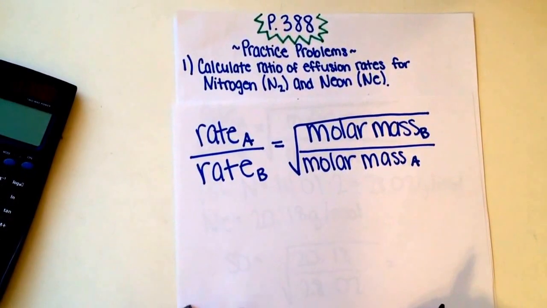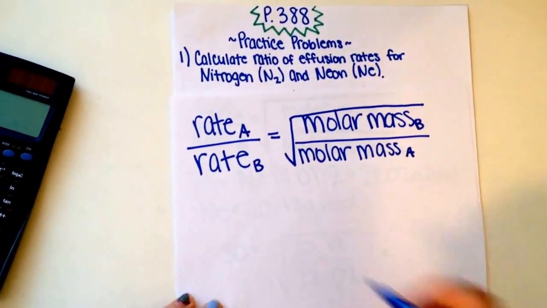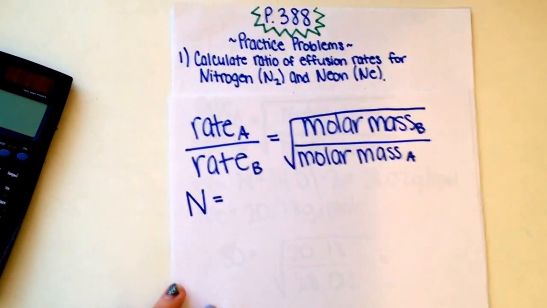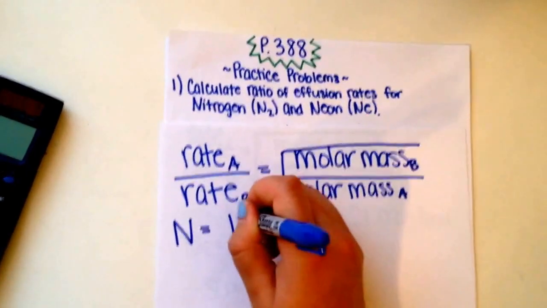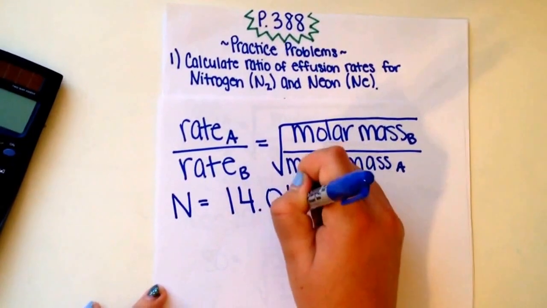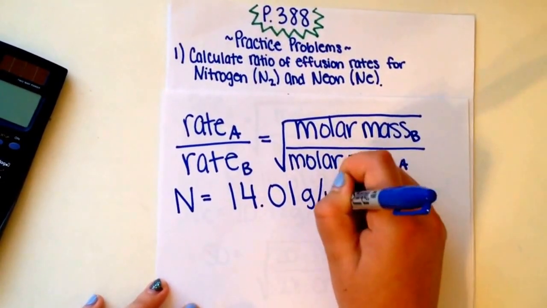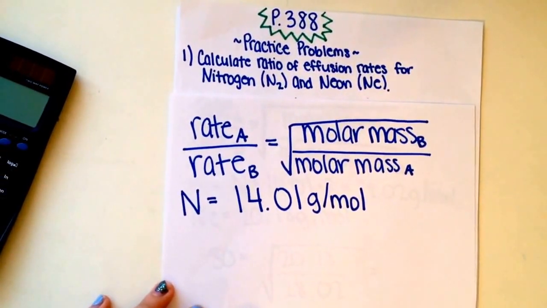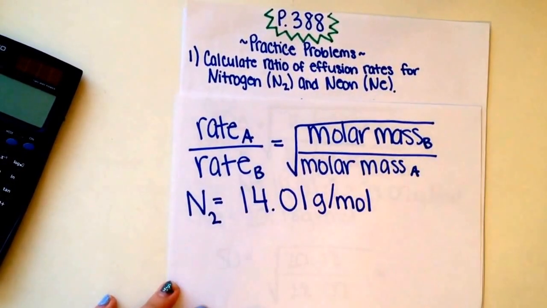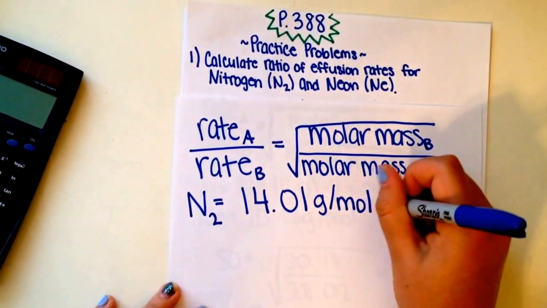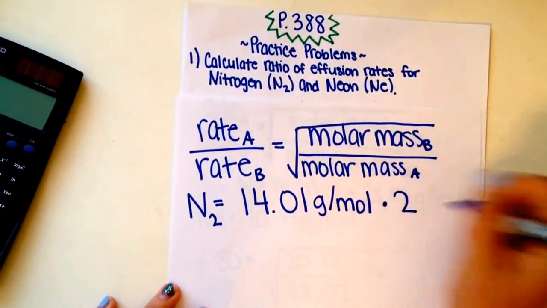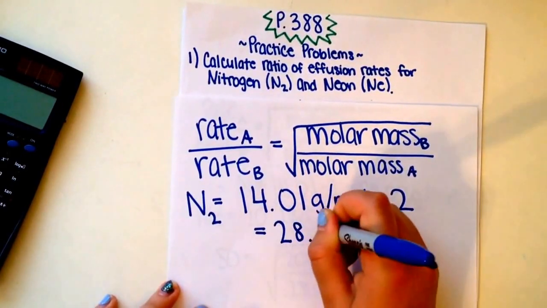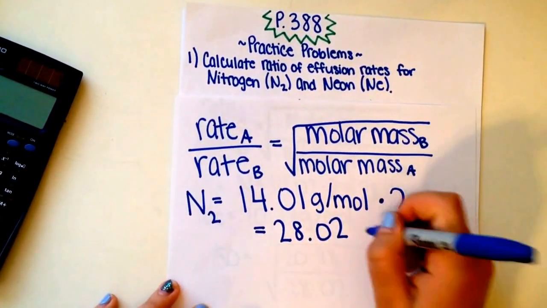The first thing we need to do is find nitrogen's molar mass. If we were to look that up, we would find that it's 14.01 grams per mole. We also know that nitrogen is a diatomic element, so that means that we would have to multiply this value by 2, and that would get us 28.02 grams per mole.